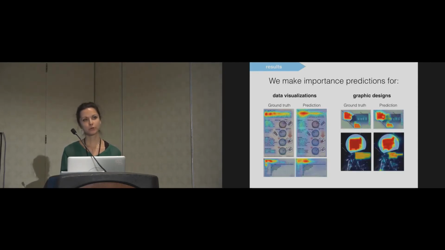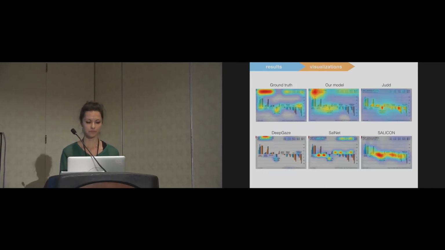We have one network that produces importance maps for data visualizations and another for graphic designs, and I'm going to show you how we evaluated our predictions in both cases. So in visualizations, we compared our model to natural image saliency. We used Judd, which is a non-deep but popular model commonly used in saliency evaluation. It contains both low-level and high-level features. And we also compared to 3 very recent top deep neural network models of natural image saliency.